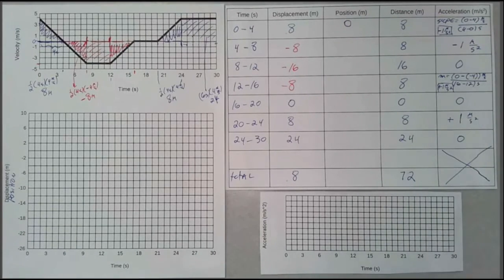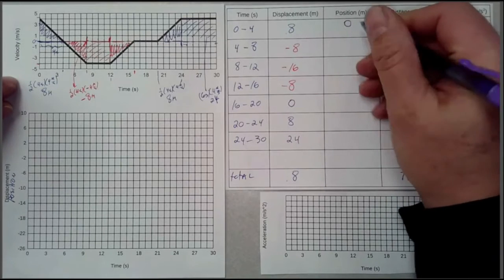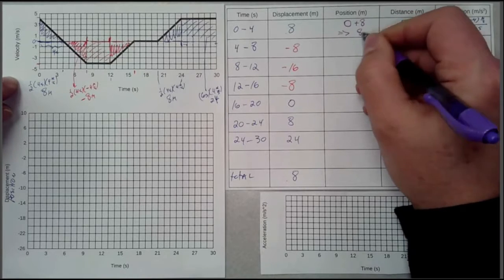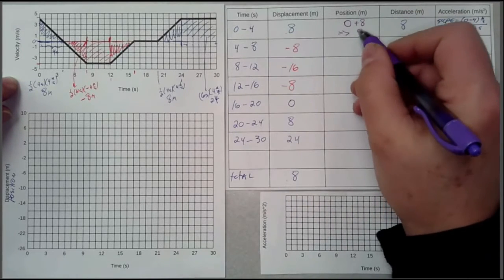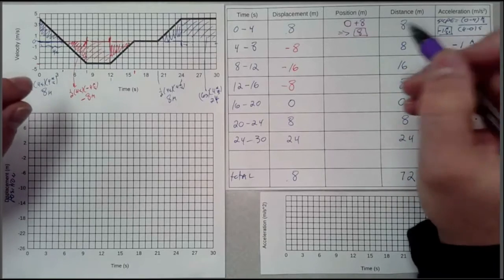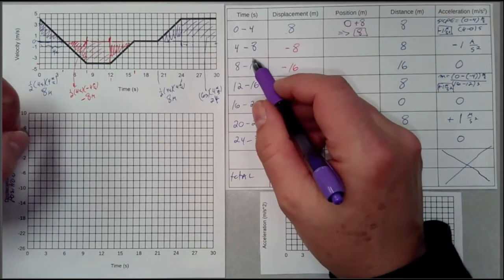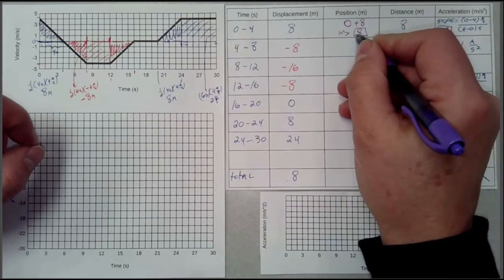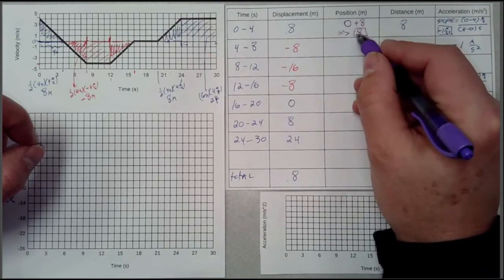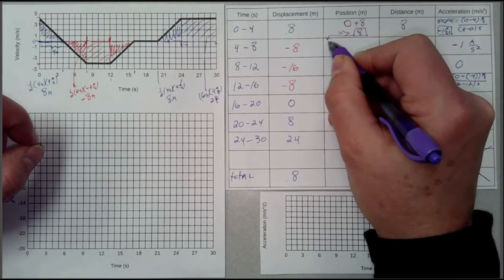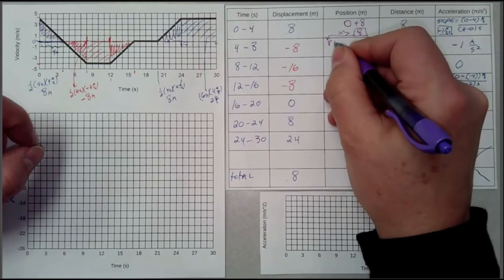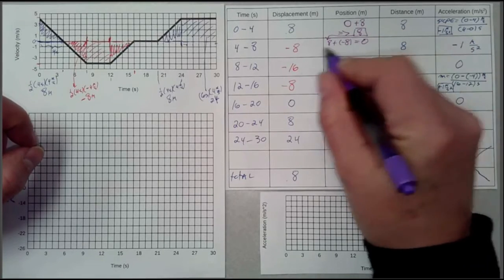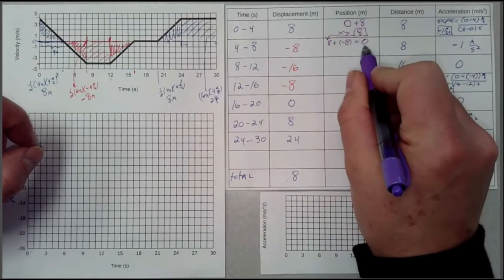Okay? So 0 plus 8, it tells me that it's at 8. Okay, so at the end of 4 seconds, it's at 8 meters. All right? Now, for this next position, at the end of 8 seconds, where is it? So what I'm going to do here is take this number, wherever it ended up at this first time segment. So it ended up at 8. So I'm going to do 8 plus this number. So 8 plus a negative 8 ends up at 0. Okay, so at the end of 8 seconds, that's where it is, 0.